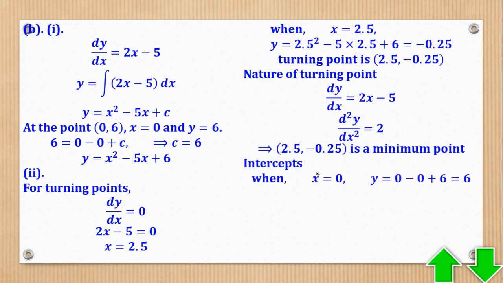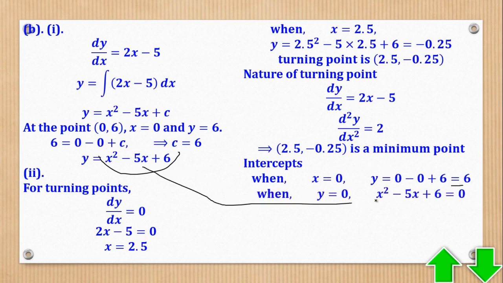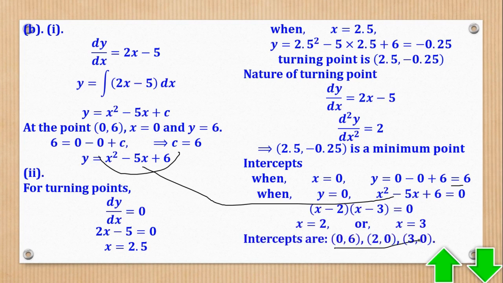Intercepts. When x is 0, come and substitute here to get y equal to 6. And when y is 0, substitute to get the two values of x equal to 2 and x equal to 3. Therefore, the intercepts are these ones. So I've got the intercepts, I've got the turning point and the nature, meaning I can go ahead to sketch the curve.